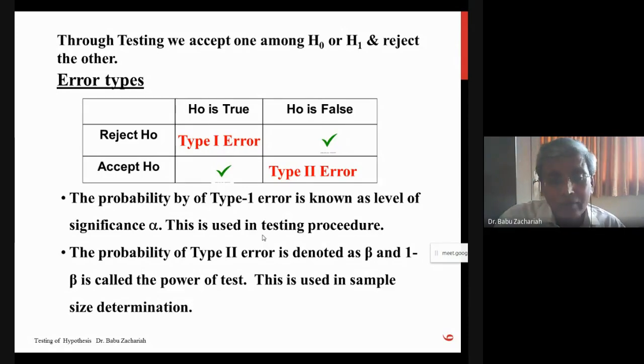So this is used to determine the sample size. Of course, for sample size determination there are a number of methods, and the power of the test can also be used. This is one of the ways. Usually after determining the sample size, power does not come into discussion, but alpha remains till the end of the testing procedure.